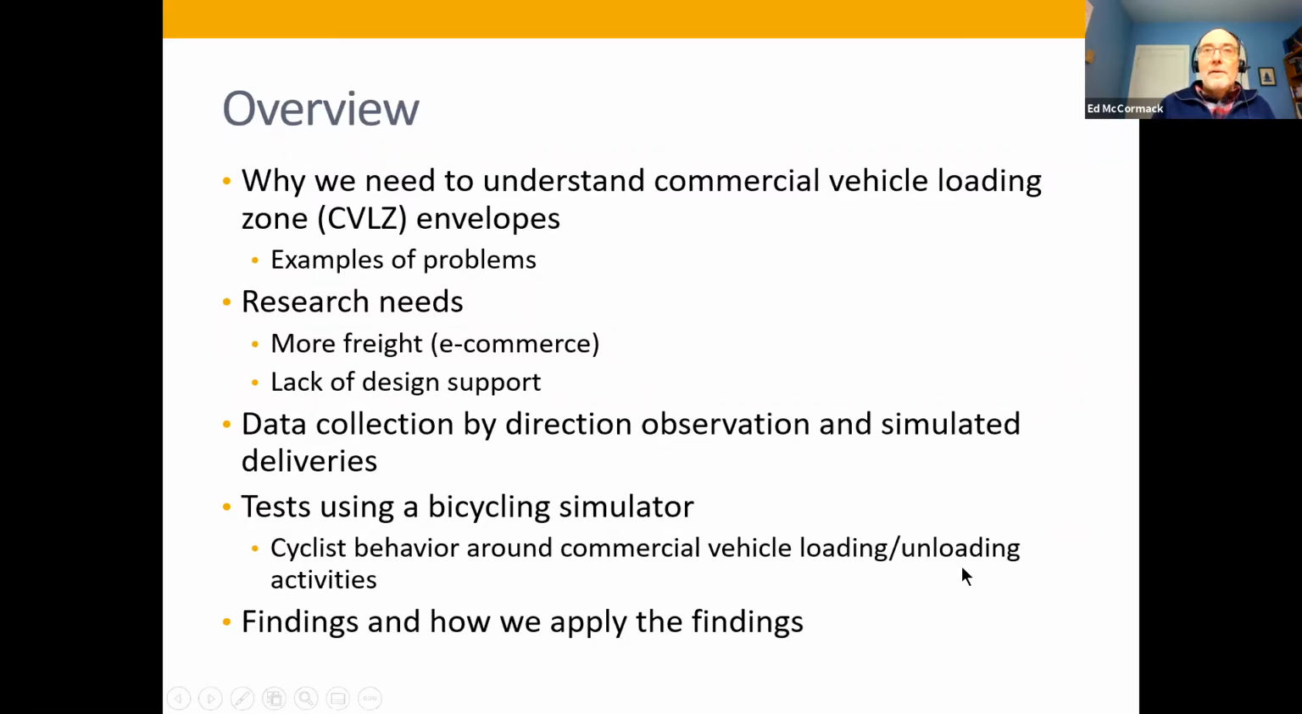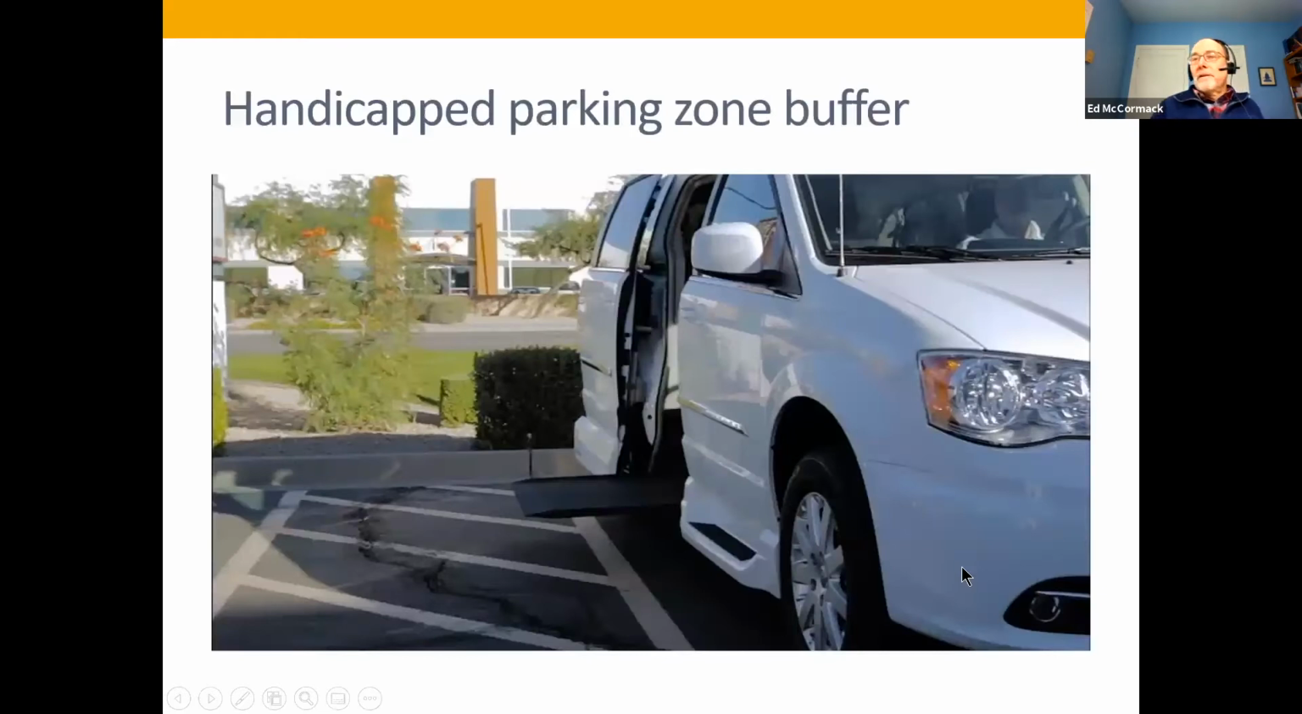So if you're a planner or an engineer and somebody asks you to go out and put in a parking zone for a handicap van, you have some pretty great guidance on where to go. You know you're going to need 8 feet, a buffer, alongside the van for the wheelchair ramp and for the wheelchair user to come out and spin around and get going the direction they want to go.